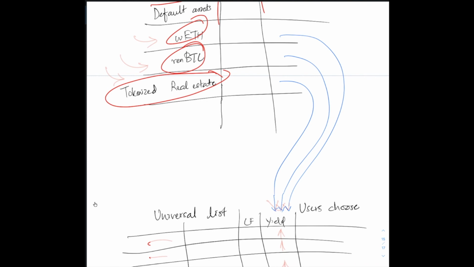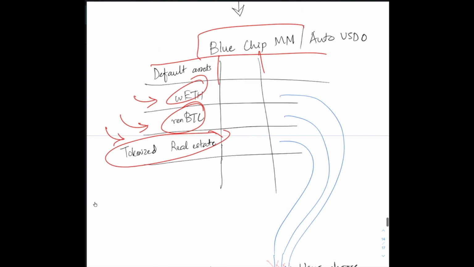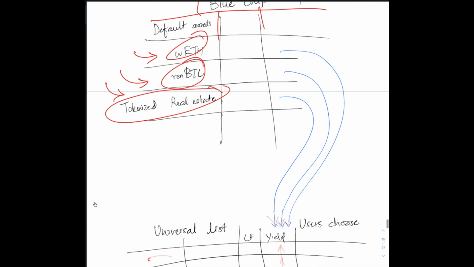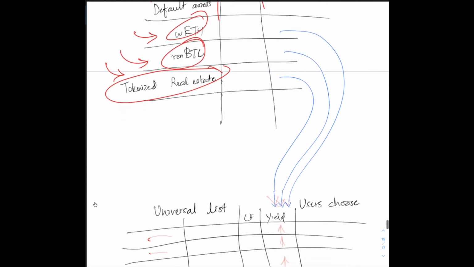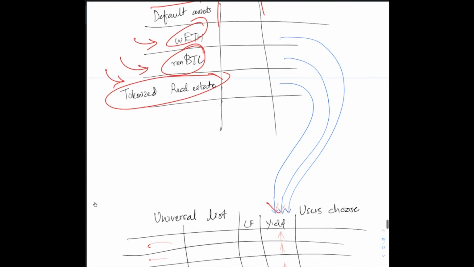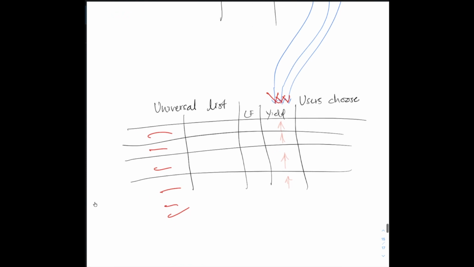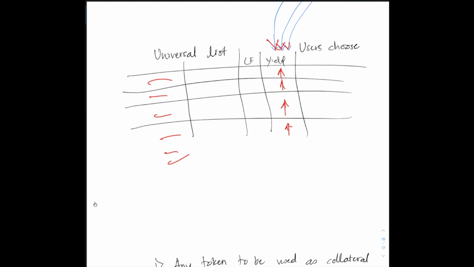And this default accepted collateral can then be used by anybody who has the collateral to borrow USDO, based upon the collateral factor which is decided at admin level over here. And then the people who get the USDO from here can supply it to the universal list, where they can potentially get higher yields and make their USDO work harder for them.